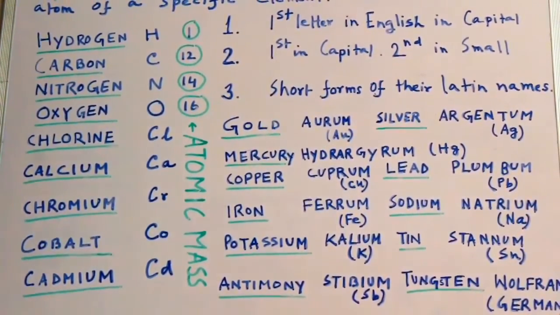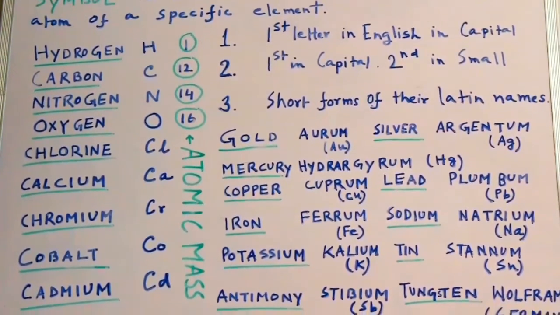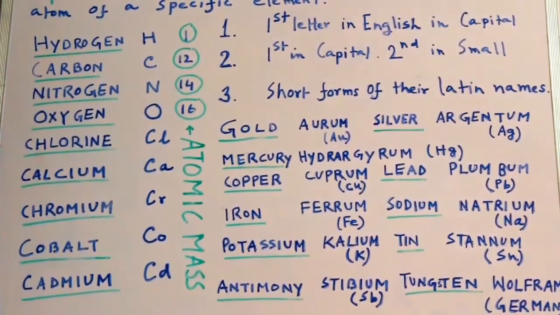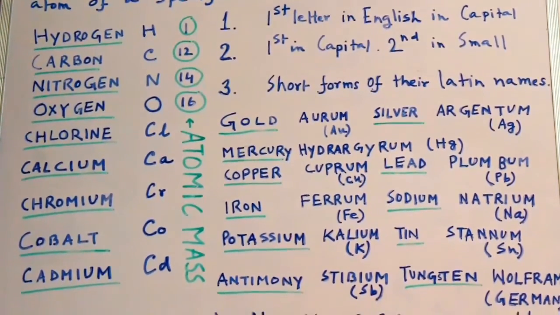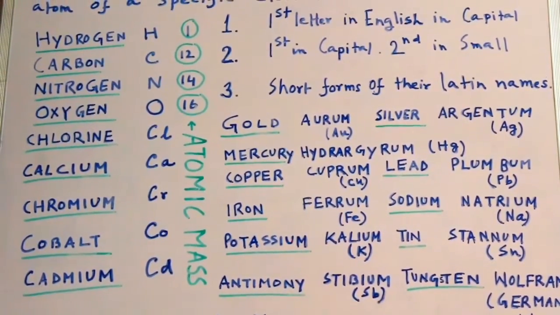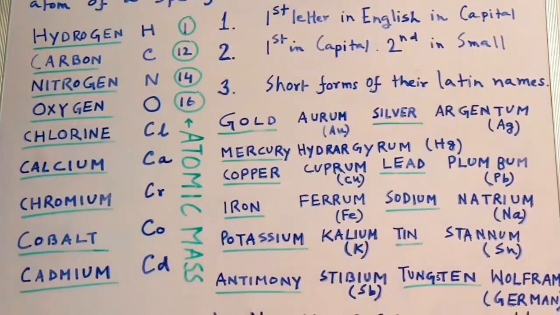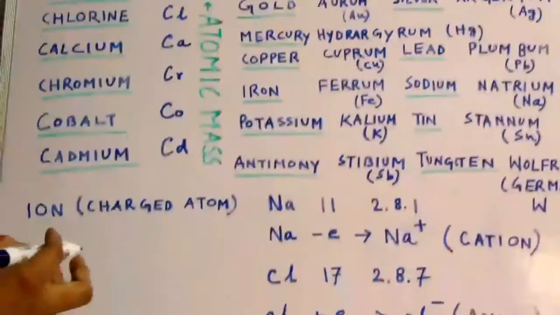Now, what is basically atomic mass? If you want to write, you can write. It is the number which represents how many times an atom of the element is heavier than 1/12 of an atom of the carbon 12 isotope. How do we write the carbon 12 isotope? We write it like this.